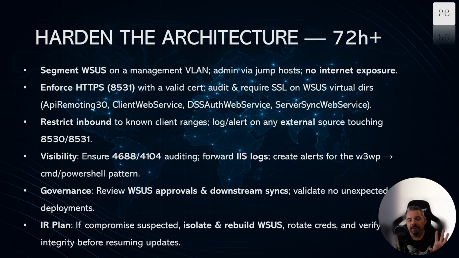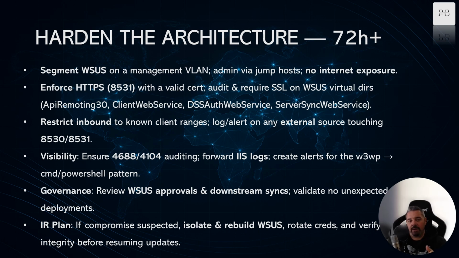Again, tighten the front door. In the IIS binding, pin 8531 to an internal IP, not 0.0.0.0, and not to public IPs. In firewalls, allow only known client ranges and management subnets. At the perimeter, no exposure at all. If you have downstream WSUS servers, put those links in trusted network paths only.